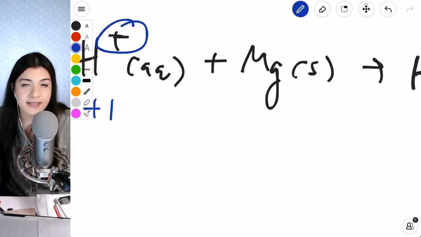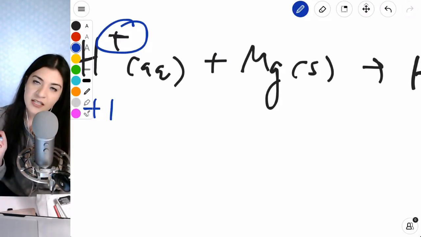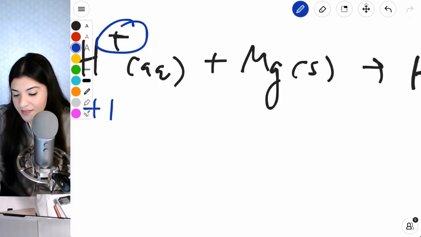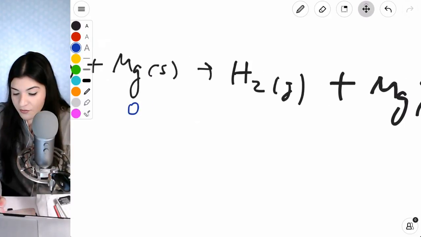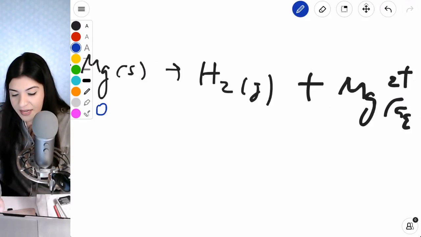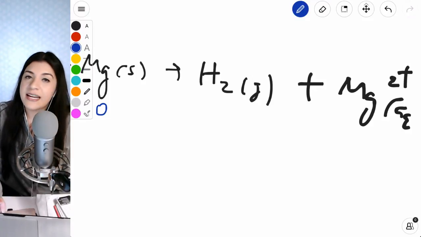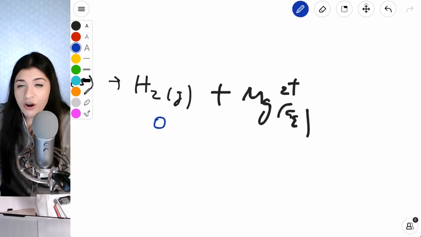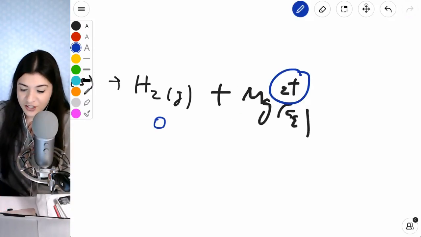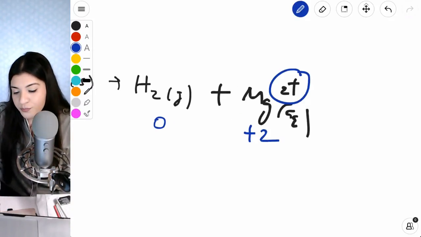For anything that's by itself, so it's one element in its solid state, or really just one element, that's going to have an oxidation number of 0. And then next, for H2, this is the same thing. It's now diatomic, so whenever we have a diatomic atom, that's going to have an oxidation number of also 0. And then once again, we have one element with a charge, so the oxidation number is its charge.